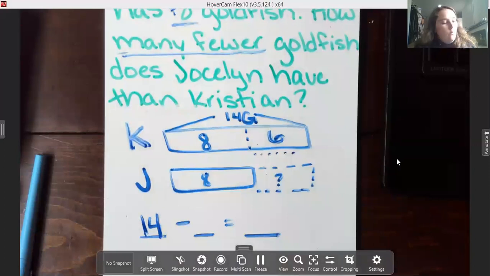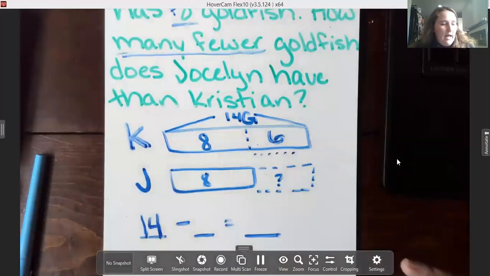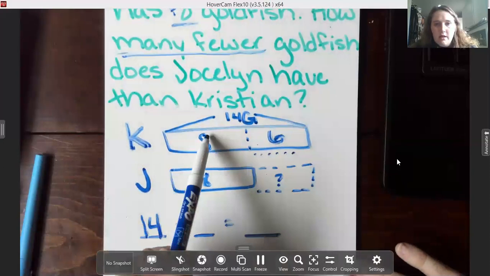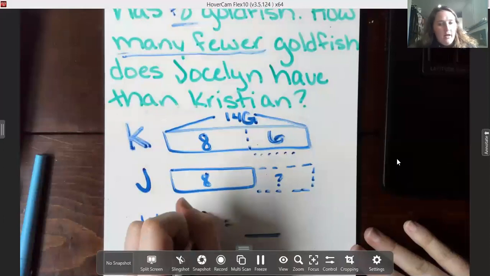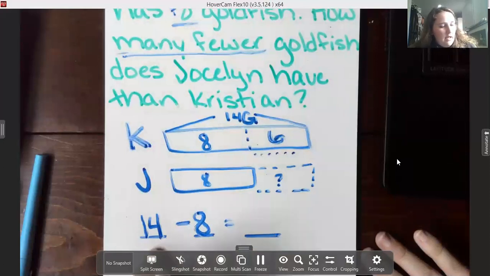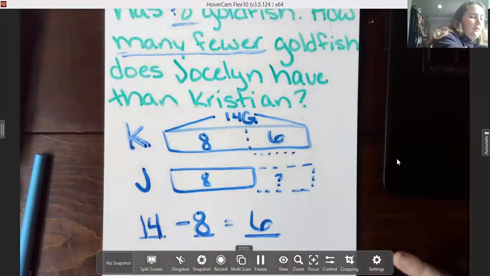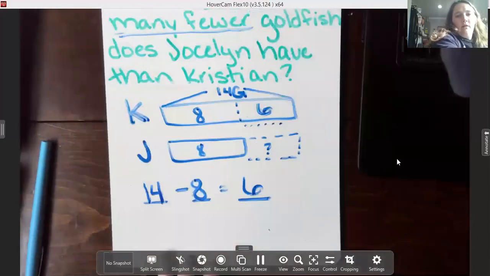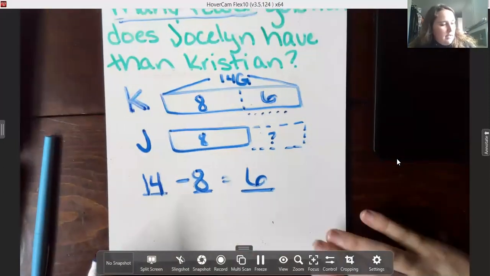Now, we had to take away, so did we take away 8 or did we take away 6? That's right, we took away 8. That is the number that we had to take away, that part that we have to take from 14 to find the missing piece or the difference between the two. So 14 minus 8 equals our mystery number, which was 6. So how many fewer goldfish does Jocelyn have than Christian? 6, exactly. So now we're going to finish off by writing our statement.